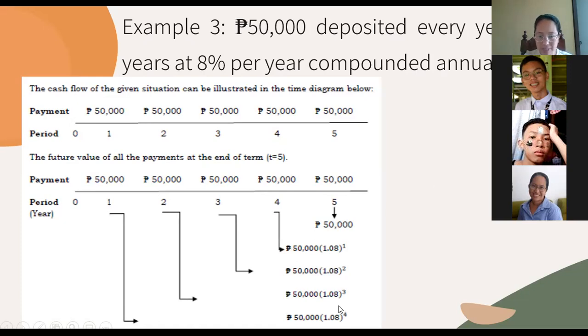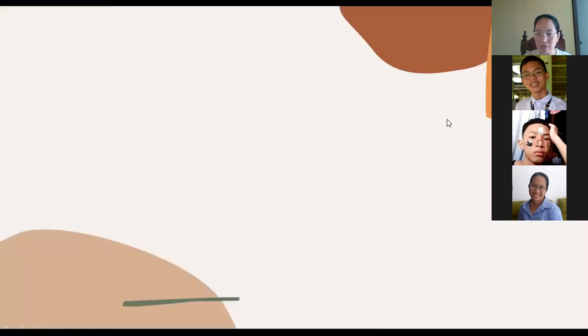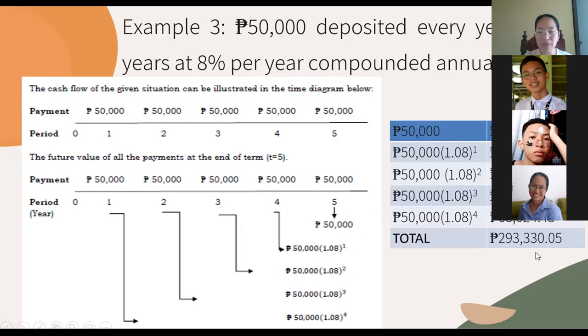So meaning, you need to get the sum of all of this. Ano po? Kaya kailangan talaga ng calculator, scientific calculator para mas mapadali. Okay po? So future values, itong limang ito, then it will be, ano po siya? So a total of 293,330.05 yung accumulated amount of money na madideposit mo annually with an 8% interest. Okay po, itong first example natin.